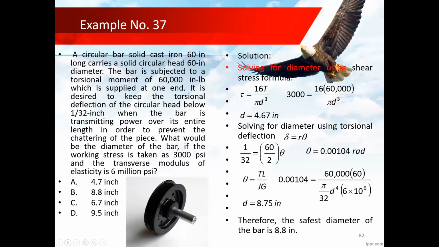Solving for the diameter using torsional deflection, delta is equal to r theta. So 1 over 32 is equal to 60 over 2 times theta, so theta is 0.00104 radian. Then theta is equal to TL over JG, so 0.00104 is 60,000 times 60 over pi over 32 times d exponent 4 times 6 times 10 exponent 6. So the diameter is 8.75 inch. Therefore, the required diameter of the bar is 8.8 inch. Okay, review the problem on your own.